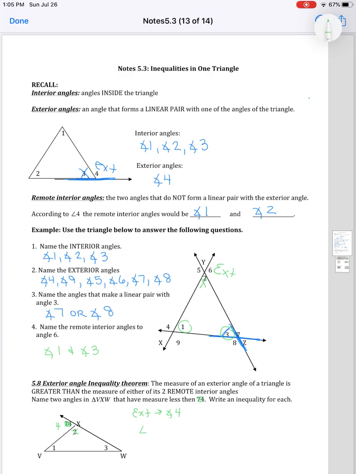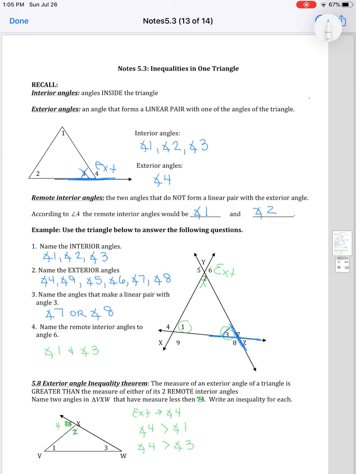Okay. Now at the bottom, we have the exterior angle inequality theorem that says the measure of an exterior angle is greater than the measure of either of its two remote interior angles. Actually, I'm just going to label this angle 4 right here. So my exterior angle is angle 4, okay? 2 cannot be remote interior because it is next to it. I'm getting rid of the 74.